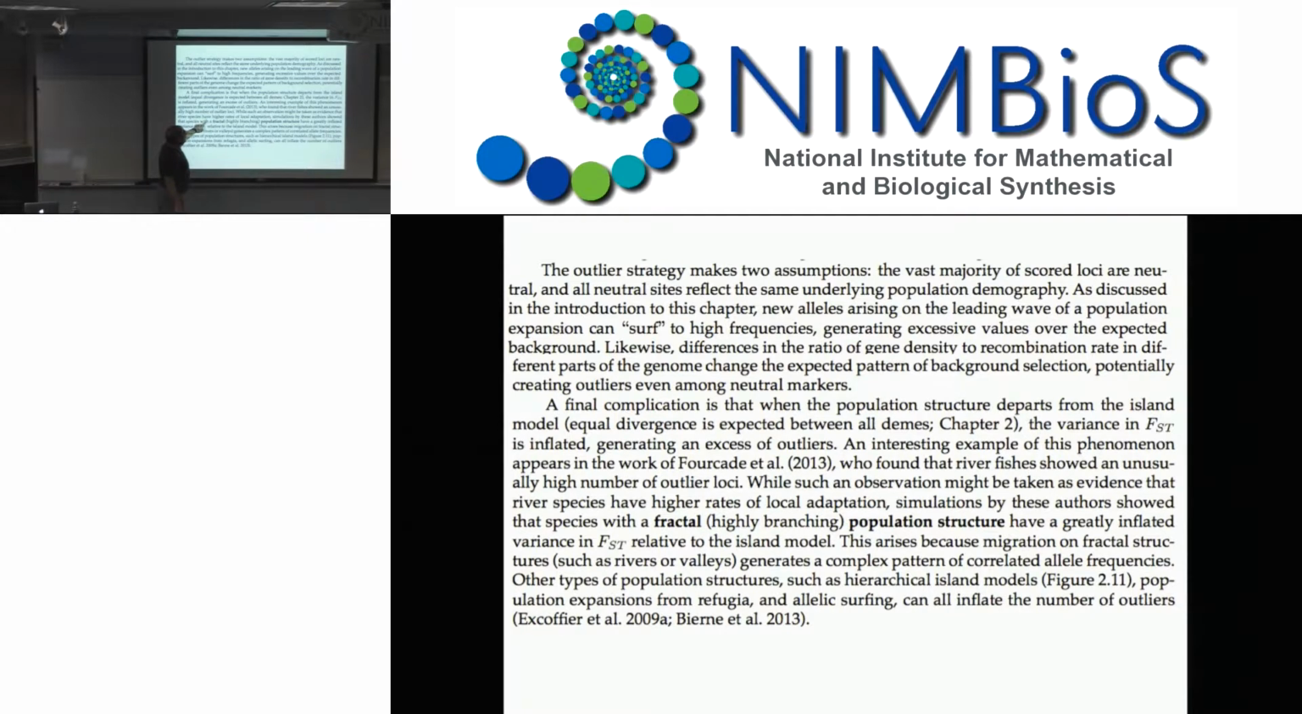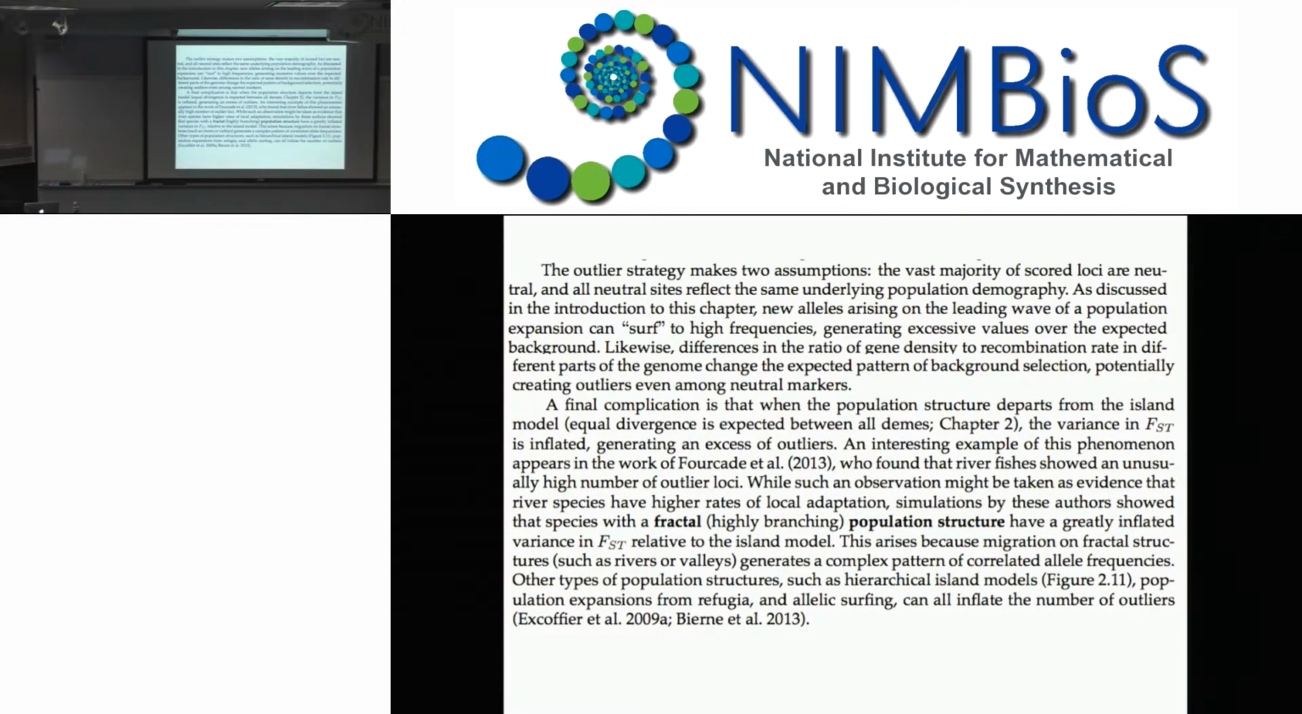So one really interesting example was a nice study that found that river fishes have an extraordinarily large number of outlier loci. So of course you go, man, there must be something really interesting about the ecology and biology of river fishes.